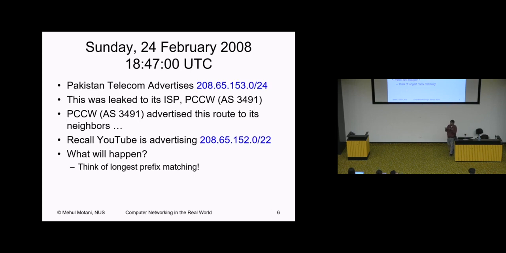How do routers choose what interface to forward on? They do longest prefix matching. So /24, now assuming that the prefix is the same, and in this case it is, the /24 will match. So every router that sees this advertisement will send there. If I go to youtube.com, it will go to Pakistan Telecom, because Pakistan Telecom is advertising this. They're saying, I am YouTube.